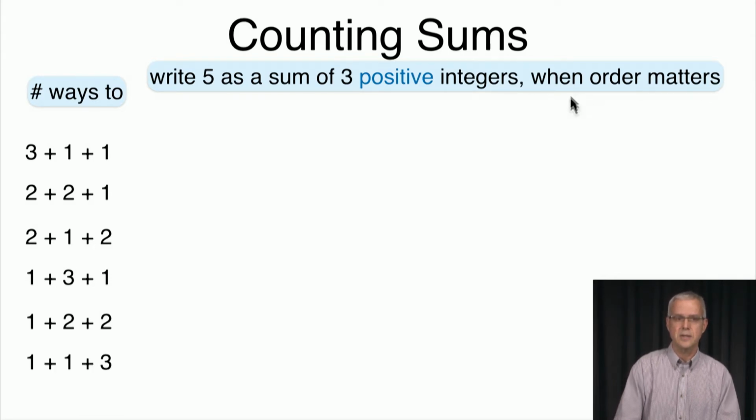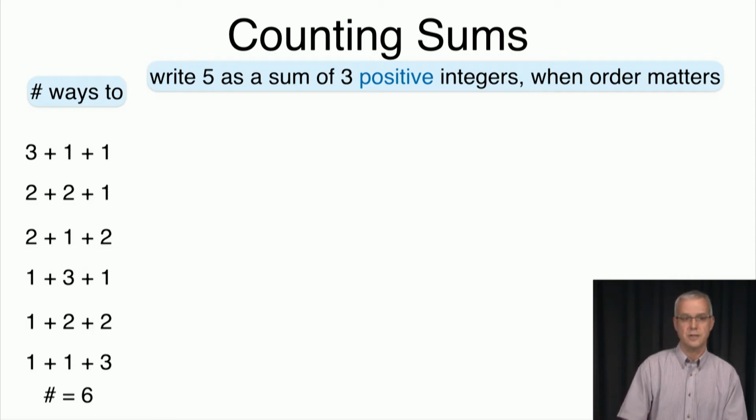And we can see that these are the only ways to write 5 as a sum of 3 positive integers, because if we start with 3, they have to add 1 plus 1. If we start with 2, then we have to have 3, and these are the only ways to write 3 as a sum of 2 positive integers. And if we start with 1, then we need to get to 4 with 2 integers, and these are the only ways to do that. So we can see that the total number of ways of writing 5 as a sum of 3 positive integers is 6. And we would like to derive this number 6 combinatorially.